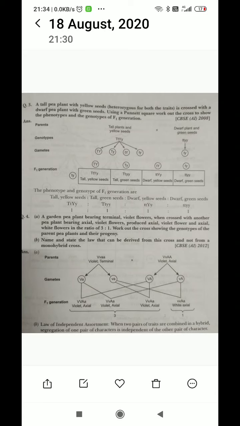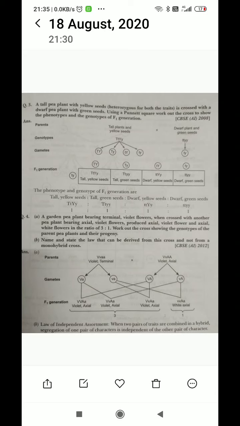Now the second question is: a green pea plant bearing terminal violet flowers, when crossed with another pea plant bearing axial violet flowers, produced axial violet flowers and axial white flowers in the ratio of 3:1. Work out the cross showing the genotypes of the parent pea plants and the progeny. Now the first part of the question. A garden pea plant bearing terminal and violet flowers. For violet flowers, it will be capital V, the dominant character.